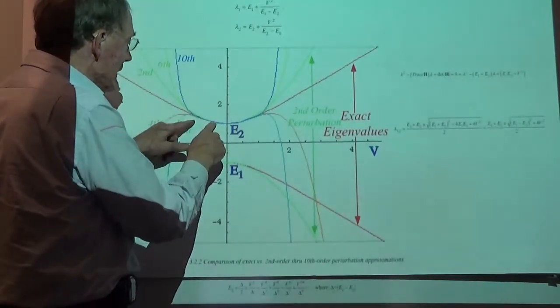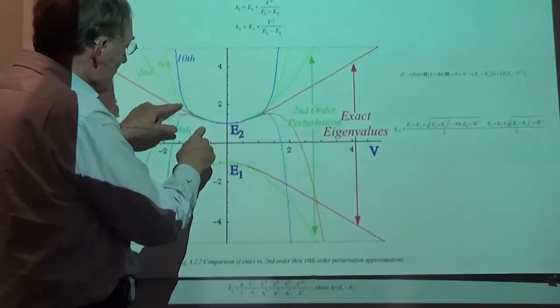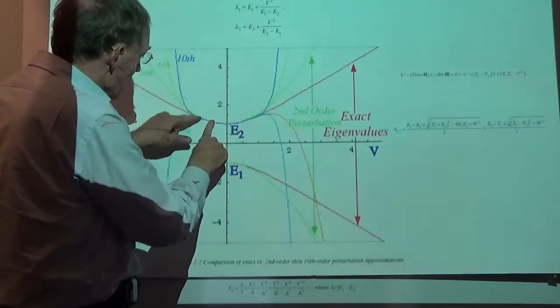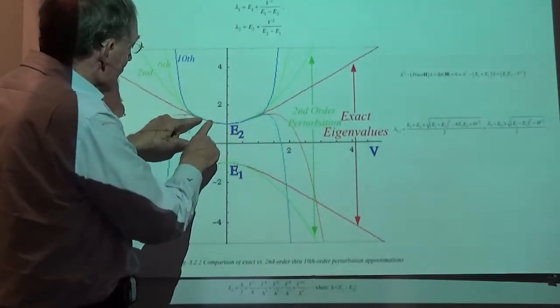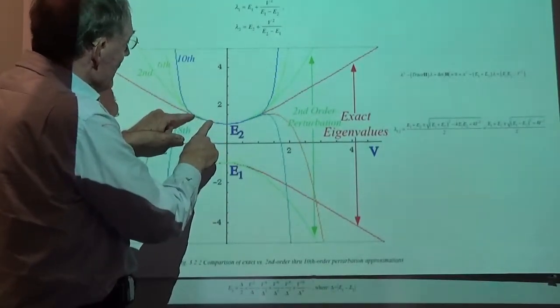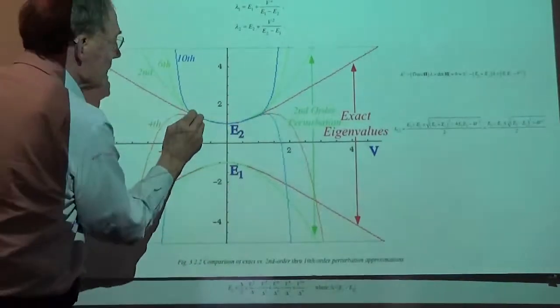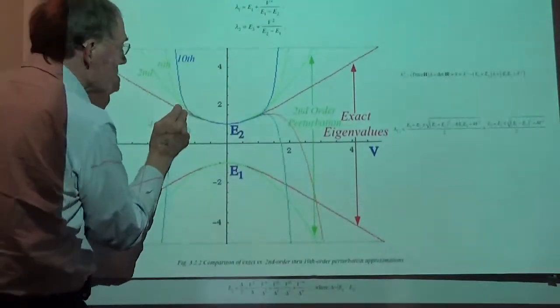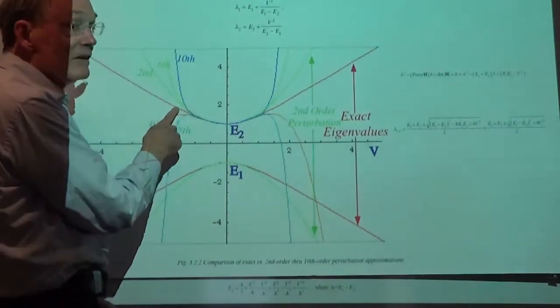You see, the second one peels off about here. The 4th one peels off about there. Then the 6th peels off about there. And that's the way it's going to go. You're just going to be creeping. You go to the 100th order, you'll be here maybe if you're really lucky.